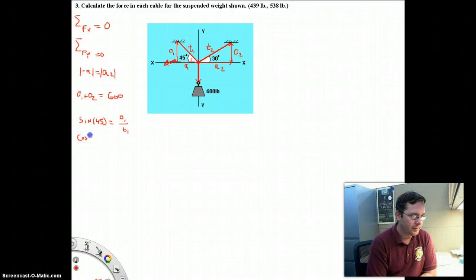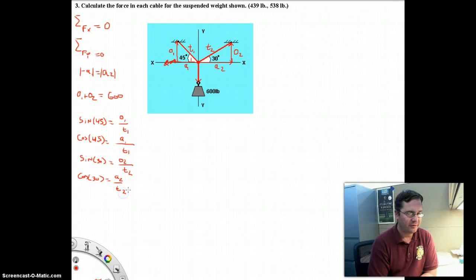The cosine of 45 degrees equals adjacent over hypotenuse. So adjacent 1 over tension 1. The sine of 30 degrees equals opposite 2 over tension 2. And the cosine of 30 degrees equals adjacent 2 over tension 2. Those are all just basic trigonometric properties of this vector set.